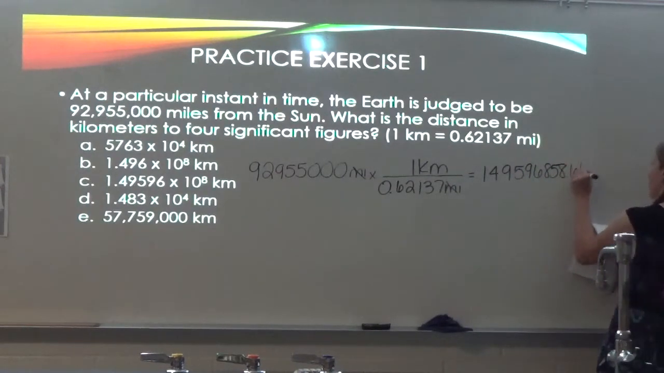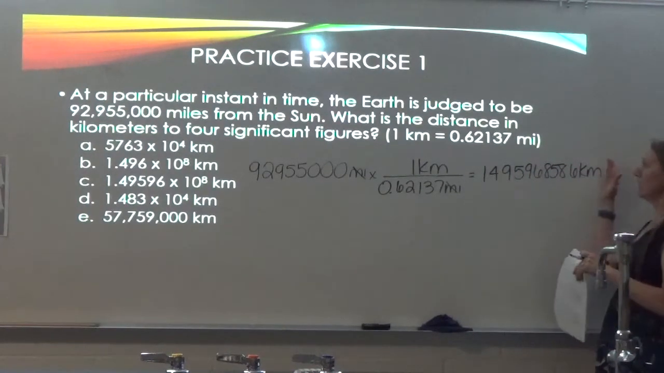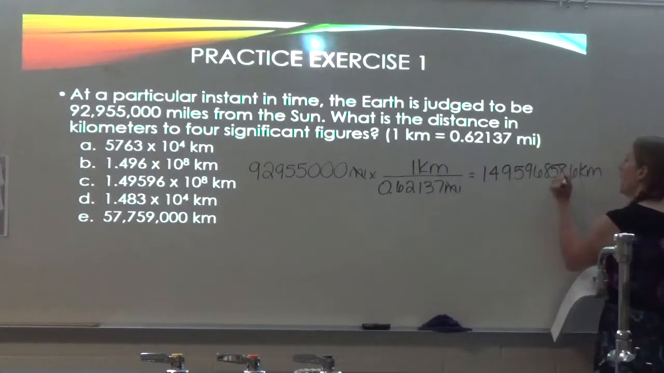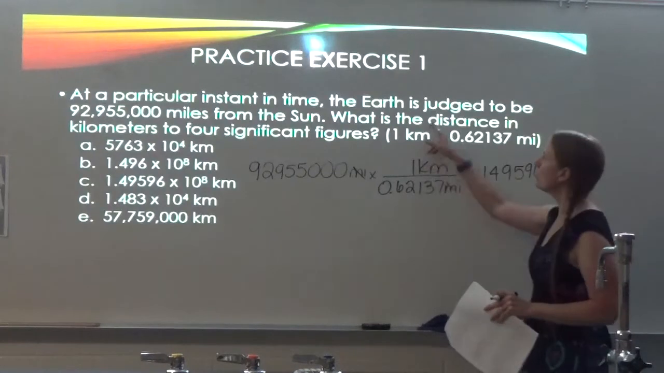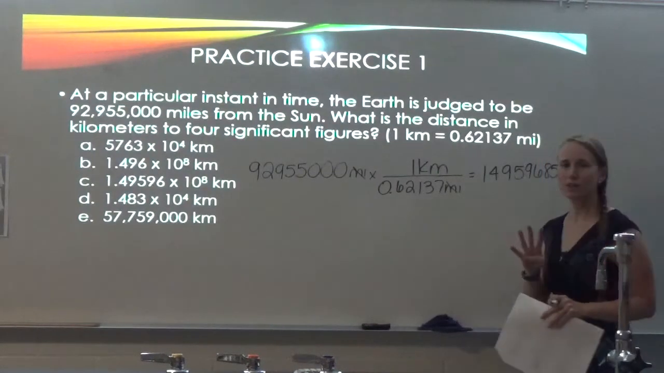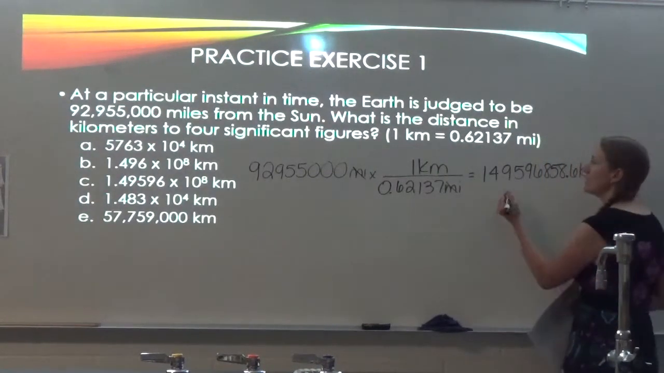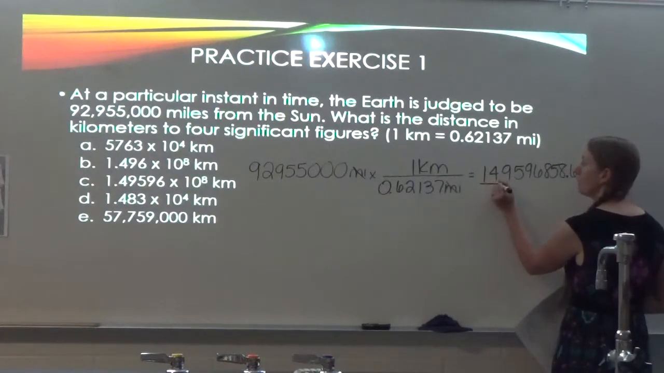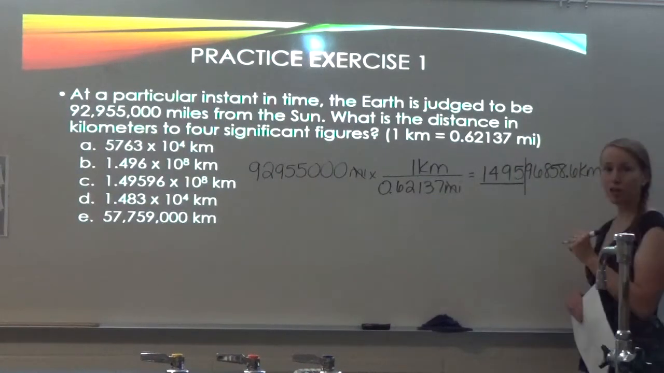I don't run out of room on the video. Hopefully y'all can see this. It ends in kilometers, of course, units every time. But the question says, what is the distance to 4 significant figures? So this is telling me where it wants me to round. So 1 significant, 4 significant, 9 significant, 5 significant. So I need to cut off right here.